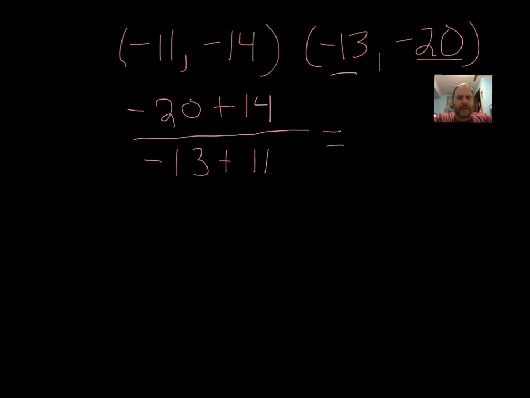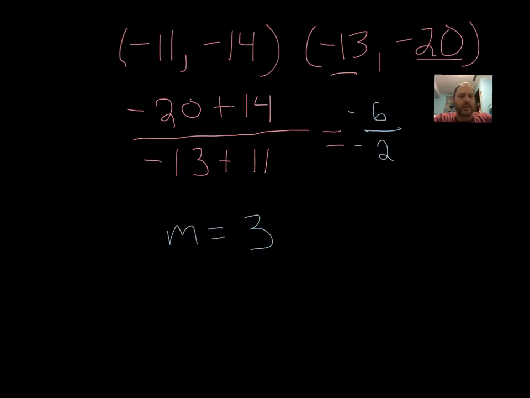Now let's do some simplifying here. A negative 20 and a positive 14, my signs are different, so I'm going to subtract and keep the sign of the larger. 20 minus 14 is 6, so 6 is my new top number, and remember that's a negative 6. 13 minus 11 is 2, and that's a negative 2. And now we have a negative divided by negative, that's positive. So m, or the slope of a line that passes through these two coordinates, is 3.